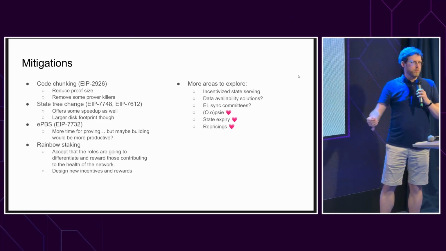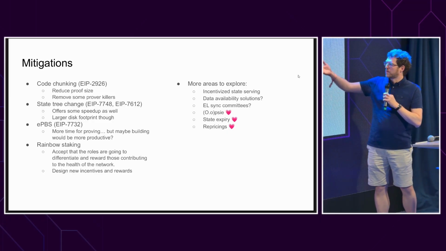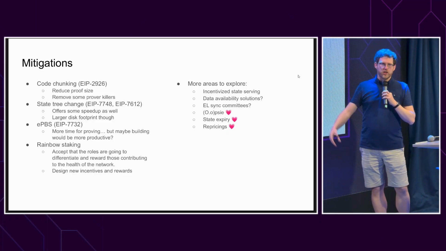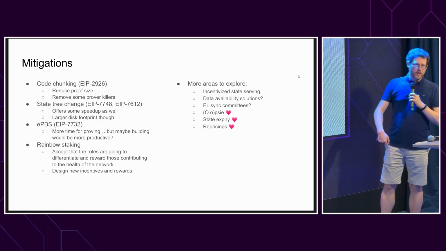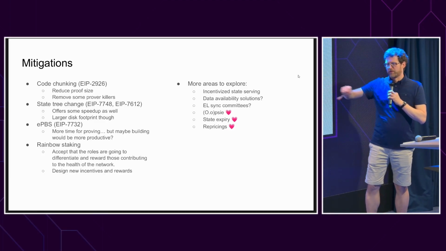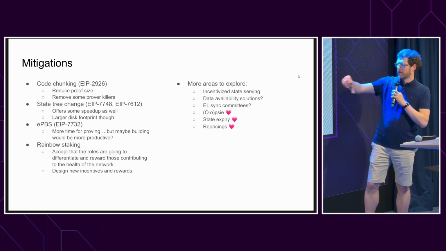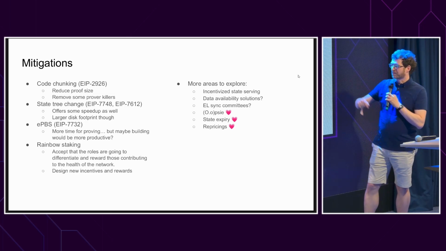The state tree change: we could switch to a binary tree. That makes the proofs smaller. There's EPBS, which is slated for Glamsterdam, so very good. Meaning it's less of a problem if the proving fills the whole slot.